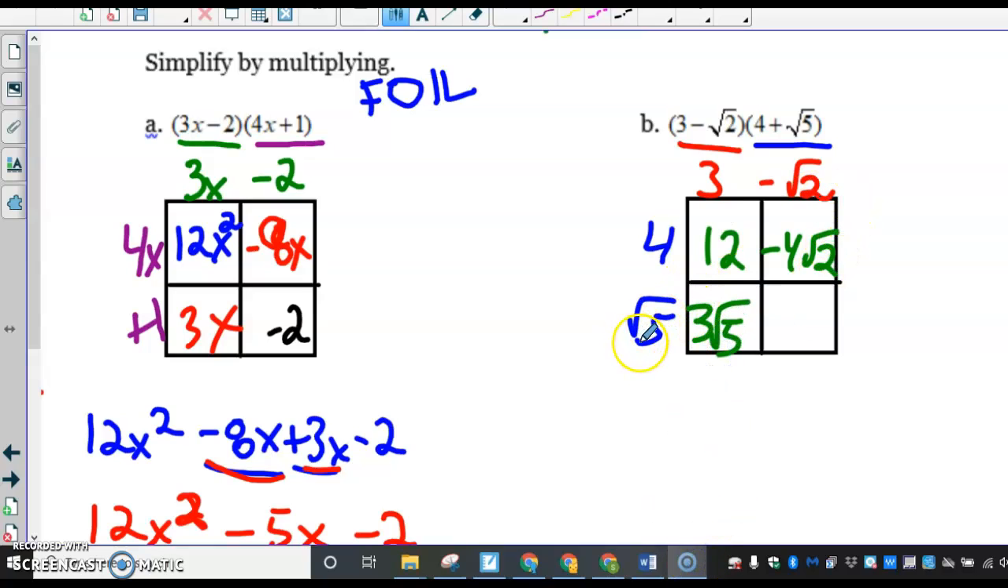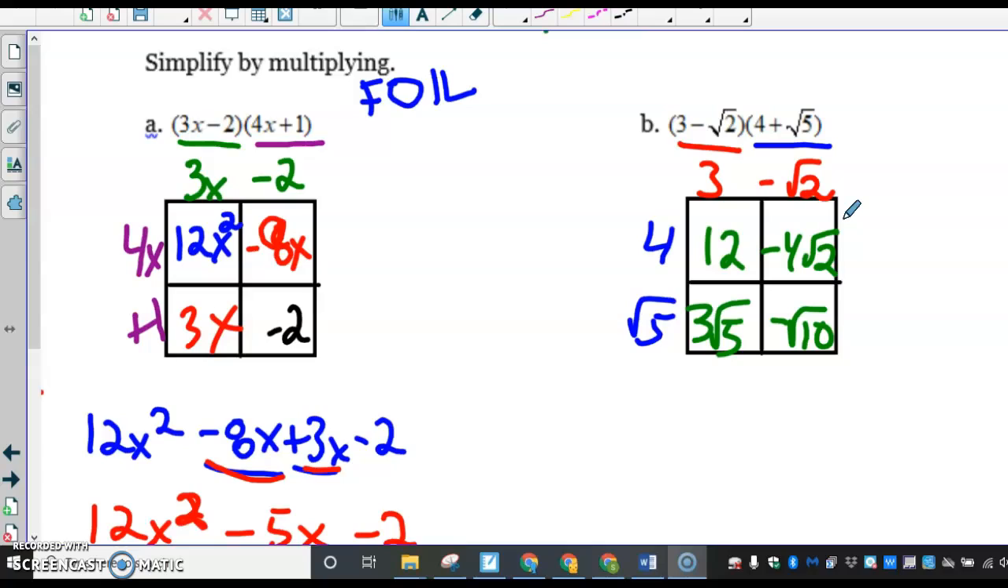Okay, and then here they're both under the square root. So these actually you do multiply together. So root 5 times negative root 2 is going to be negative the square root of 10. Negative square root of 10. Okay, so now we'll go to combine like terms.